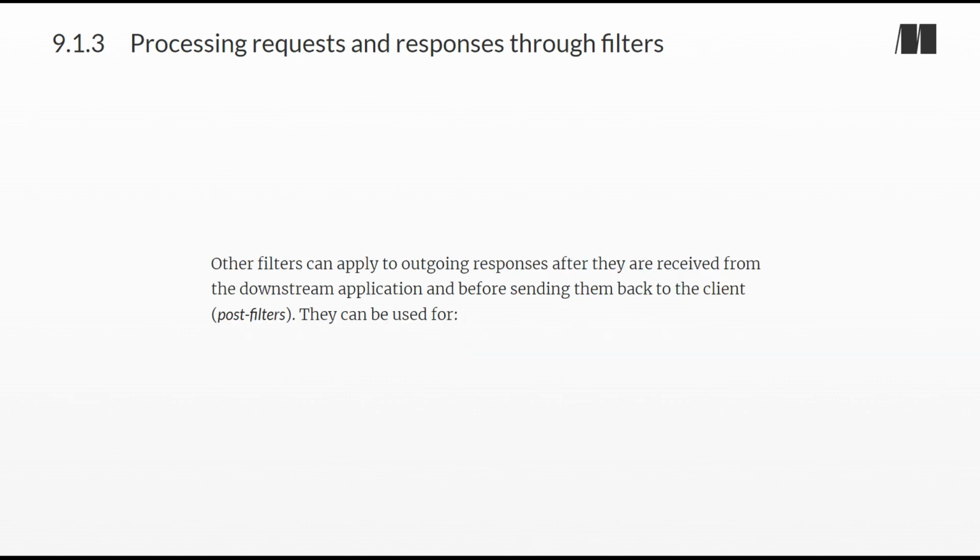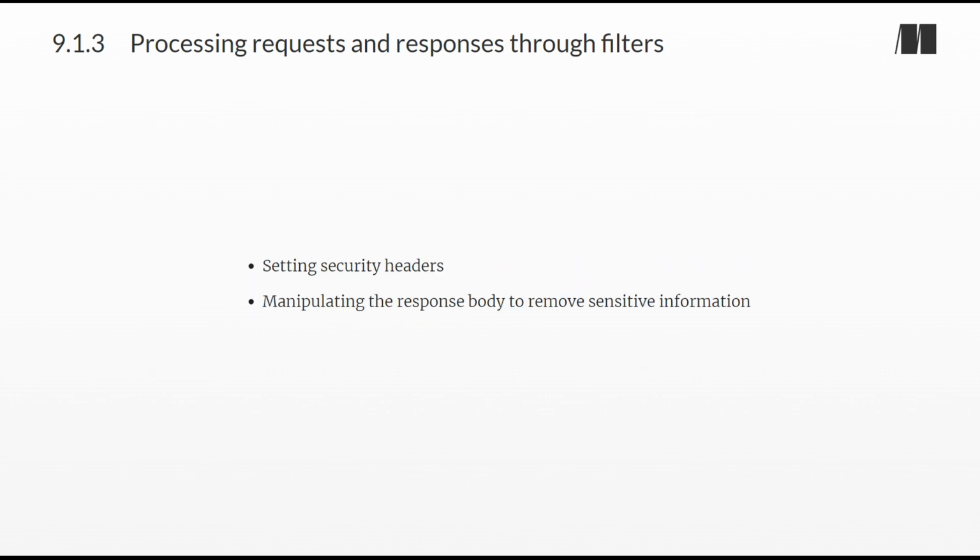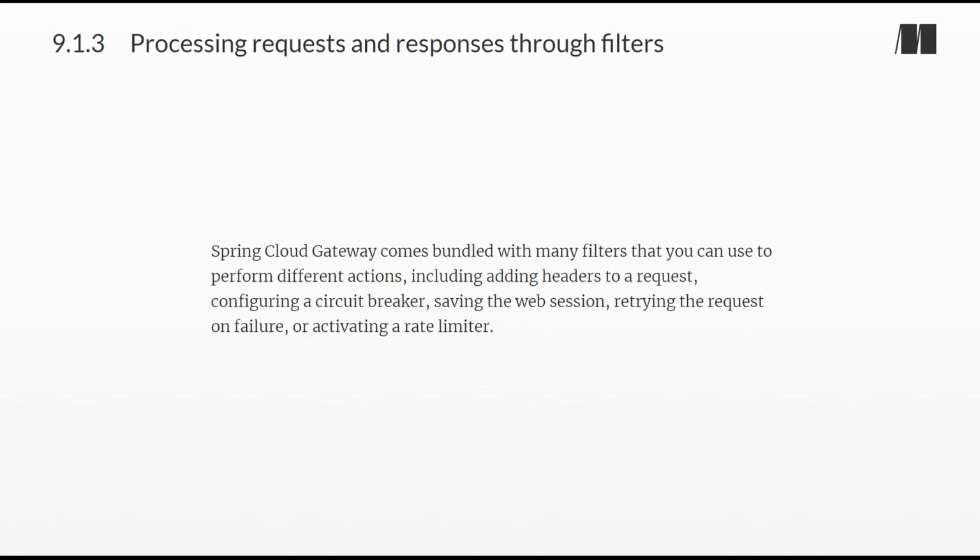Other filters can apply to outgoing responses after they are received from the downstream application and before sending them back to the client. Post filters. They can be used for setting security headers, manipulating the response body to remove sensitive information. Spring Cloud Gateway comes bundled with many filters that you can use to perform different actions, including adding headers to a request, configuring a circuit breaker, saving the web session, retrying the request on failure, or activating a rate limiter.